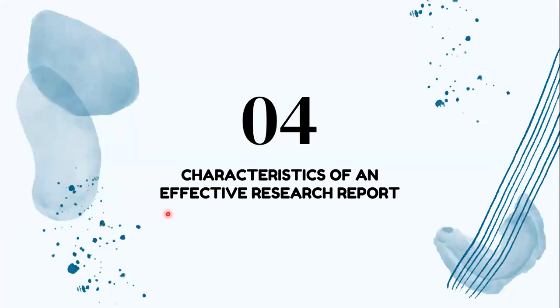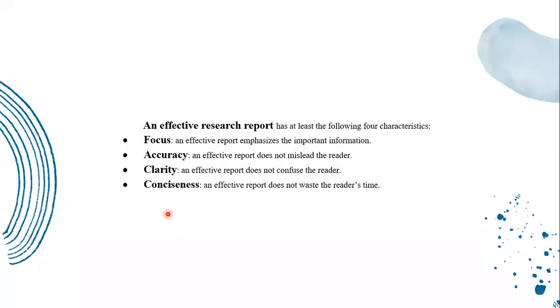The last topic in our presentation is about the characteristics of an effective research report. An effective research report has at least the following 4 characteristics. First is focus. An effective report emphasizes the important information. The second is accuracy. An effective report does not mislead the reader. Next is clarity, which means an effective report does not confuse the reader. And the last is conciseness, which means an effective report does not waste the reader's time.